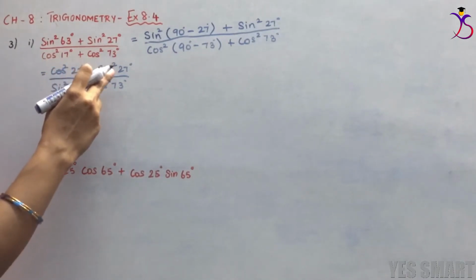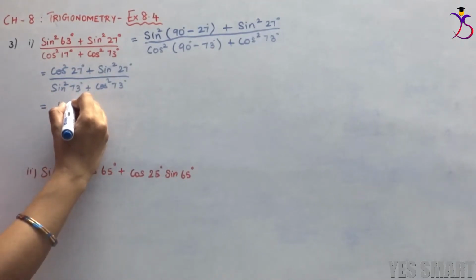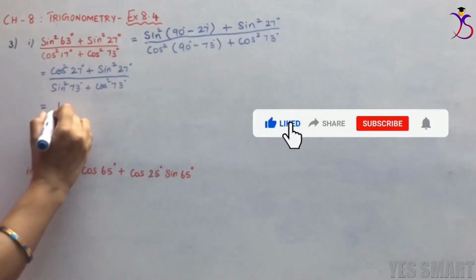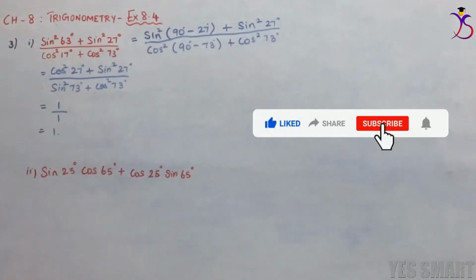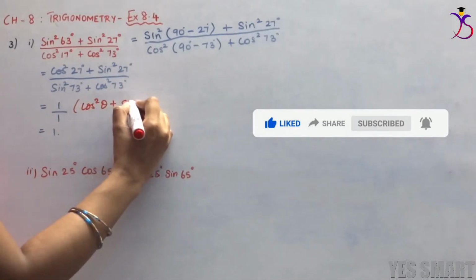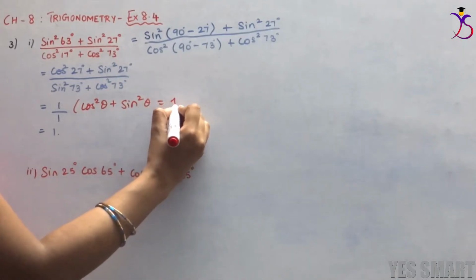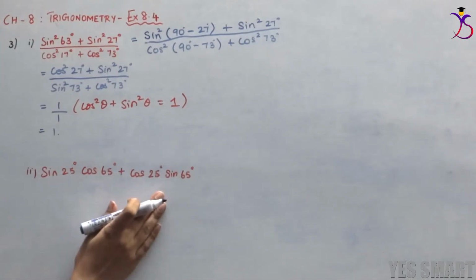Now this is equal to 1, because cos square theta plus sin square theta is 1, divided by, as we have sin square theta plus cos square theta in the denominator as well. 1 by 1 is 1. So I am just noting down the identity here which I have used, cos square theta plus sin square theta equal to 1. Now moving on to the second subdivision, sin 25 cos 25 plus cos 25 sin 25.